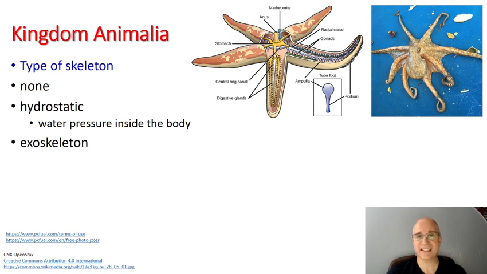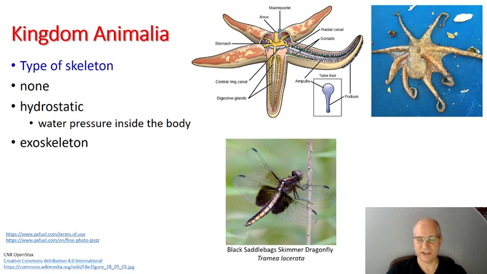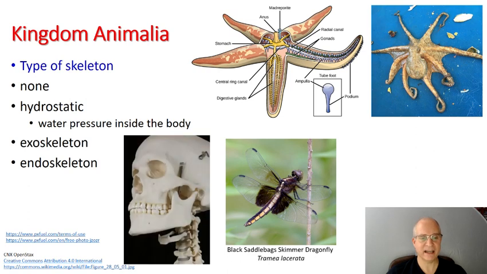Some animals have a skeleton on the outside, like the dragonfly that you see here. And there's one phylum of animals in particular, the arthropods, the phylum Arthropoda, that have external skeletons. And then some animals have their skeletons on the inside, like humans. There's a picture of a human skull and some vertebrae there.